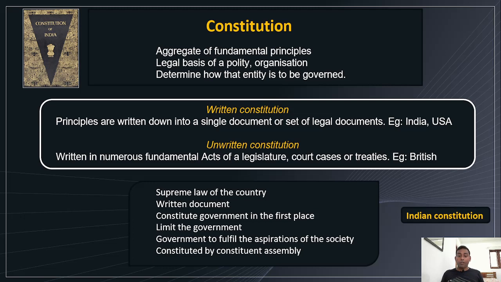Okay. And in the case of the Indian constitution, it's the supreme law of the country. It's a written document, of course. Then it constitutes the government in the first place, and then it limits the government. Otherwise, what happens is the government will have a superpower, which may not be good for society, right? Government will have complete autonomy or control over the people. Then the government fulfills the aspirations of the society through various social programs. Then, it was constituted by the Constituent Assembly, right?